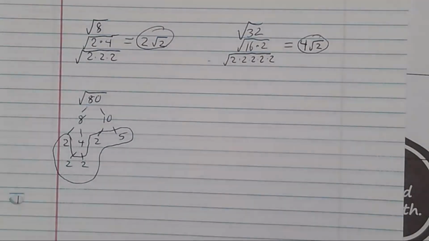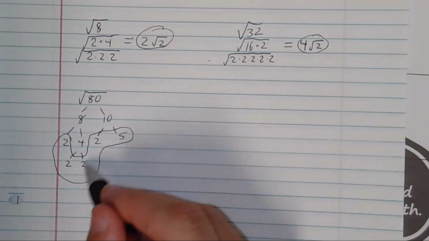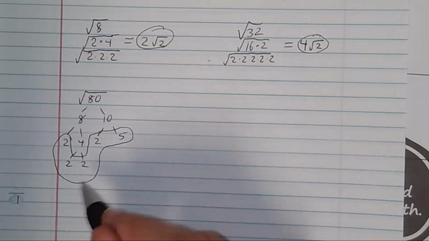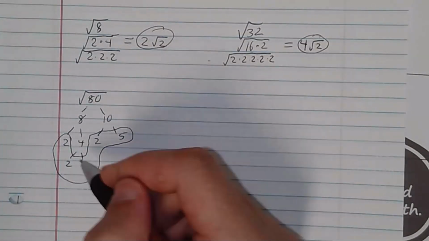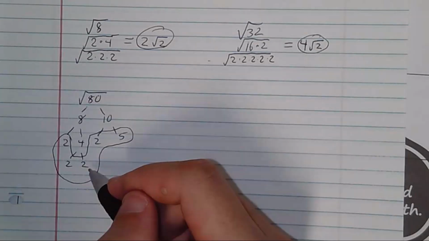I'm looking at the 4 and pointing at the 5. So 2 times 2 times 2 times 2 times 5 is your prime factorization of 80. Now with the tree, what we can do is determine which numbers we will write down outside of the square root.